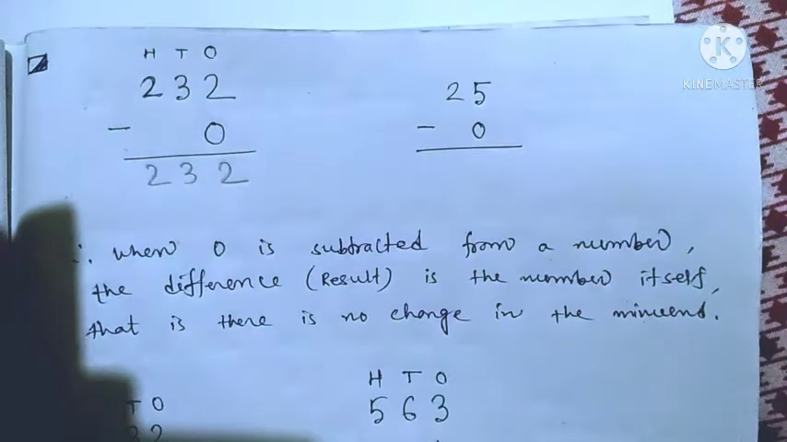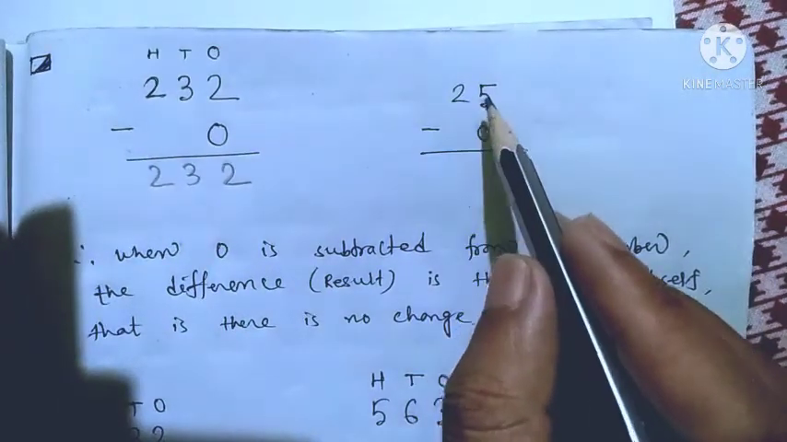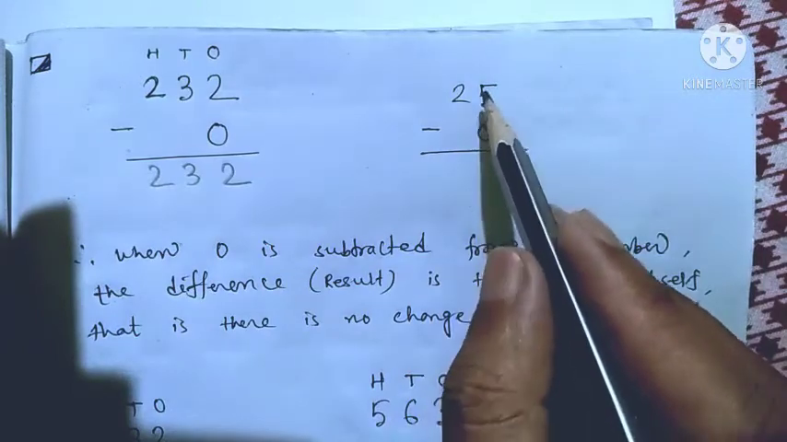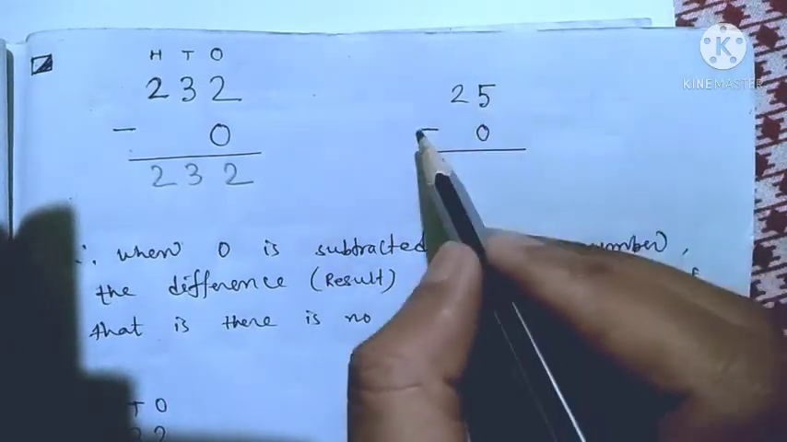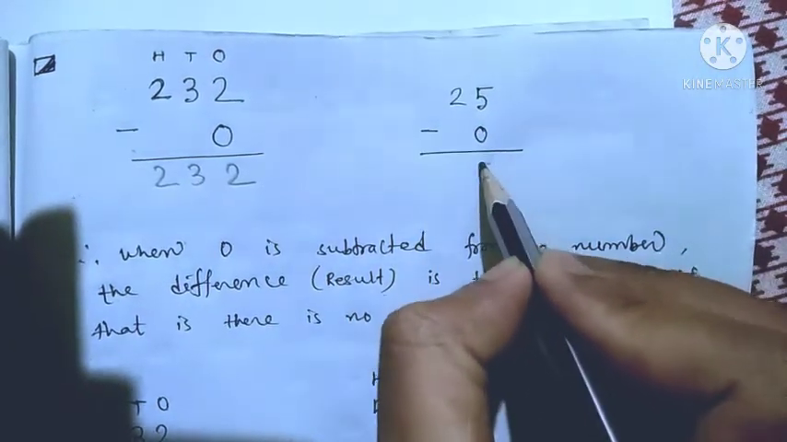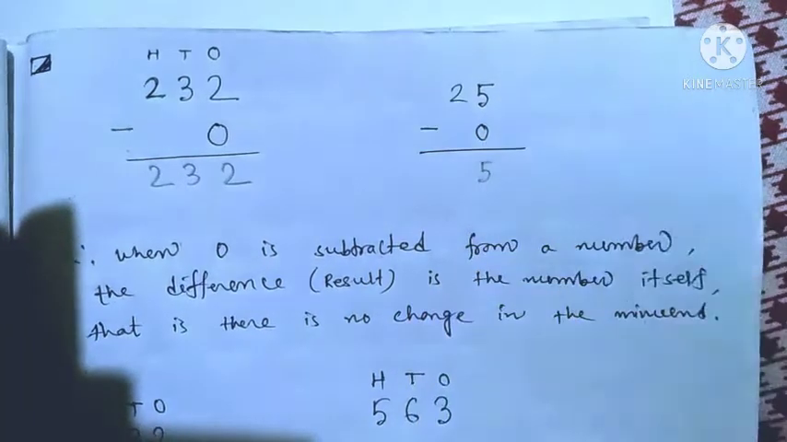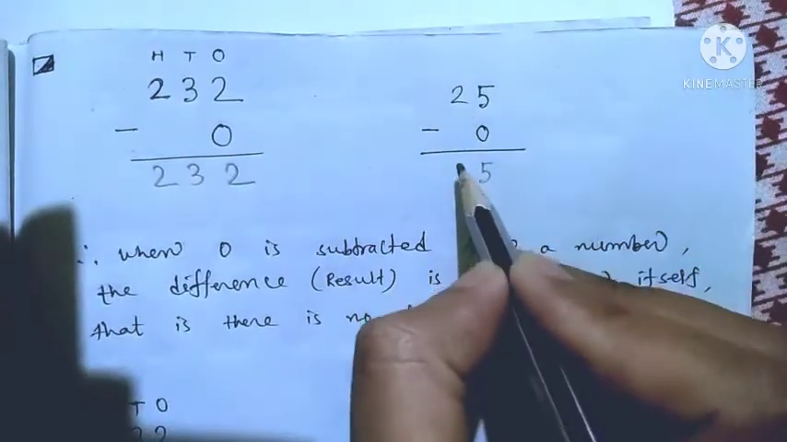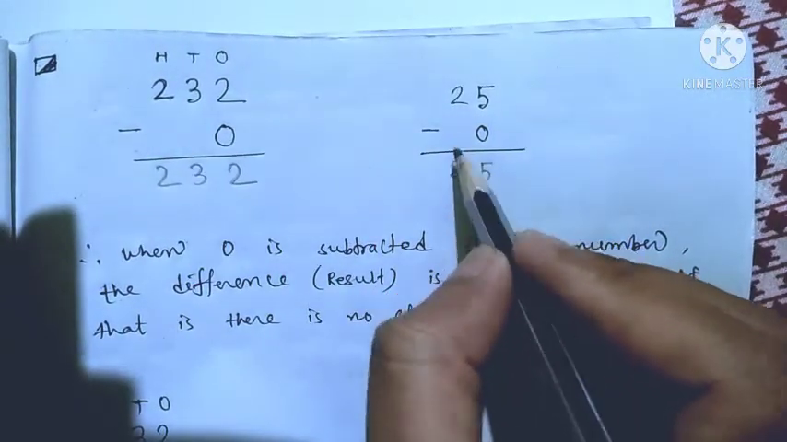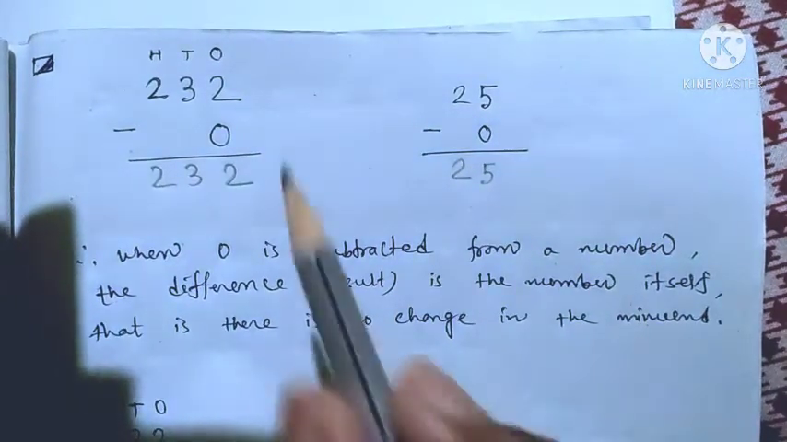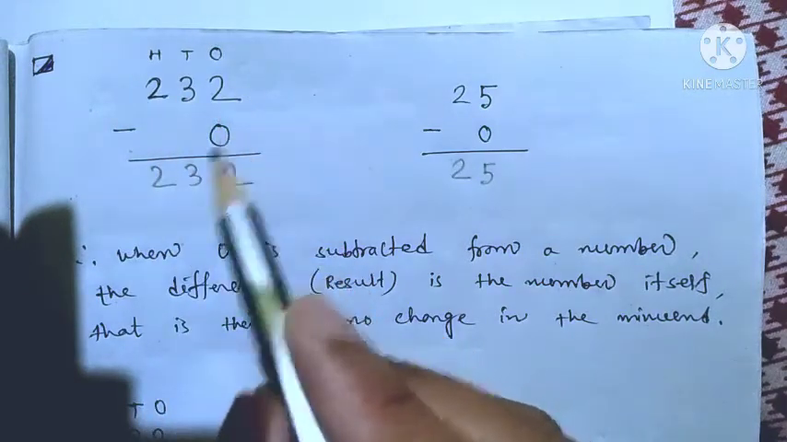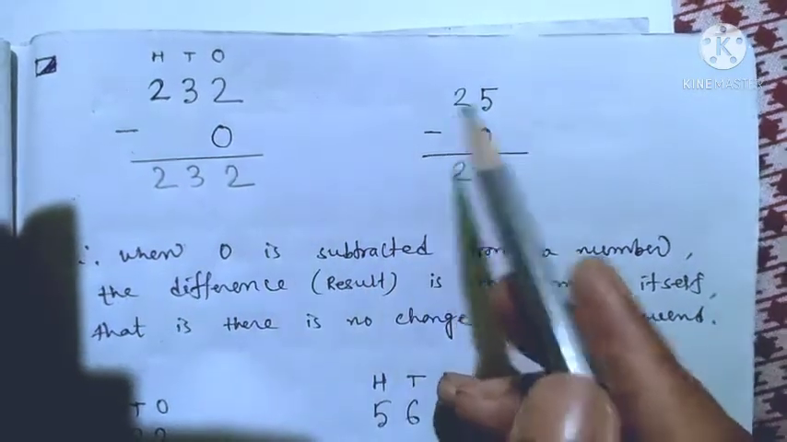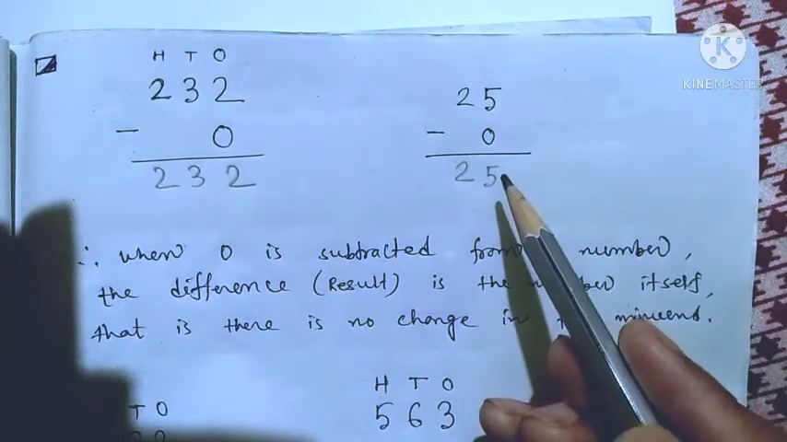So when we take another example, 25 minus 0. So 5 minus 0 equal to 5, because 5 minus nothing is 5, and 2 will be 2, because there is no number. So 232 minus 0 means 232 itself. 25 minus 0 means 25 itself.